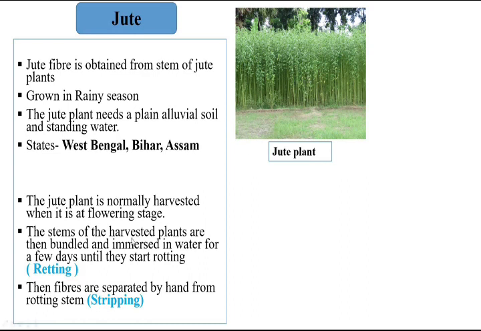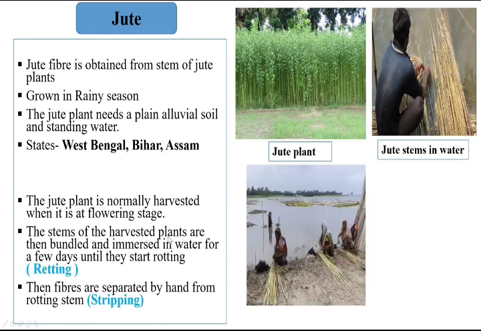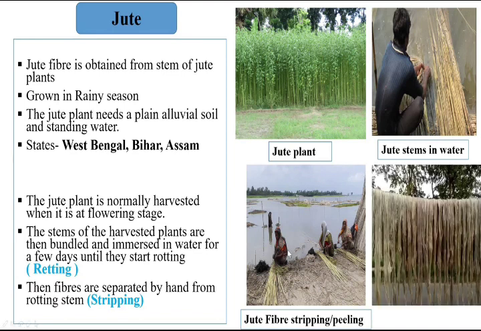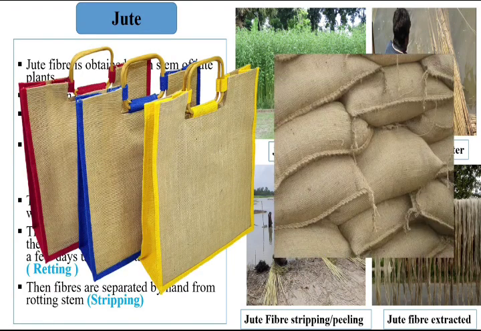During the flowering stage it is harvested, and the stems of the harvested plants are then bundled and immersed in water for a few days until they start rotting. That process is called retting, and the fibers are separated by hand from the rotting stem. That process is called stripping. This is how jute fiber is extracted, mainly used for making gunny bags and shopping bags.